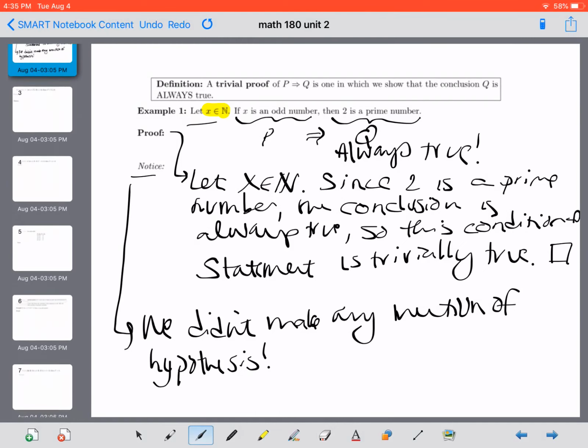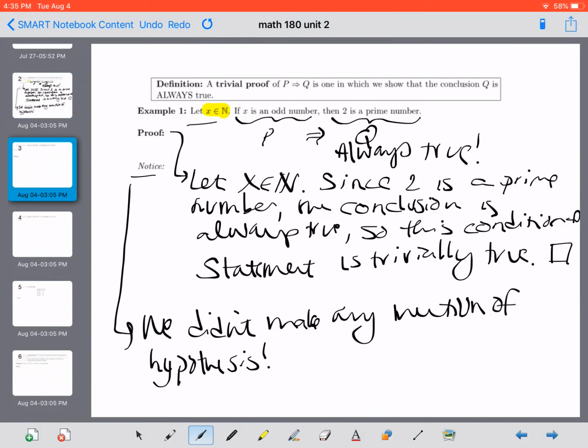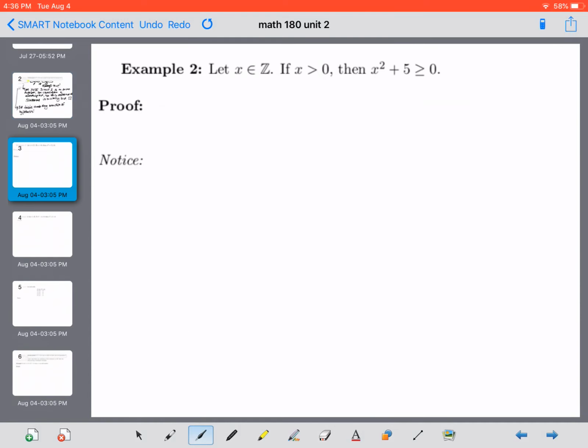Let's try another example. So example 2. This says let x be an element of the integers. So let x be an integer. If x is greater than 0, then x squared plus 5 is greater than or equal to 0. Alright, so we want to think through, is this actually going to be a statement where a trivial proof could apply? So it's a conditional statement. This is my hypothesis, and this is my conclusion. And I can only use a trivial proof if your conclusion is always true. So is it always true that for an integer x, x squared plus 5 is greater than or equal to 0? Well, yeah, this is always true.